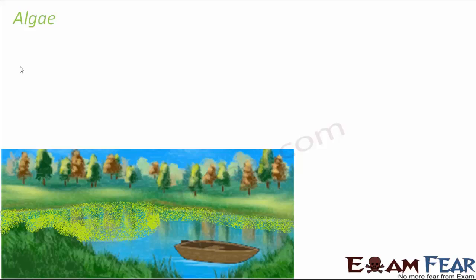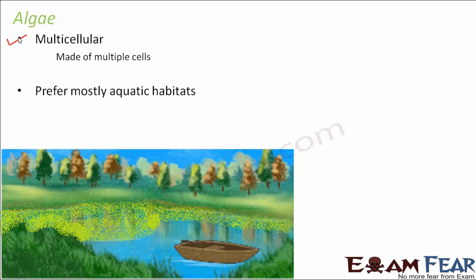The green layer is actually made up of algae. So it is nothing but growth of algae on the surface of water. That forms the green layer. So these algae, they are multicellular. You do not have any algae which is made up of one cell. All of them are made up of multiple cells.